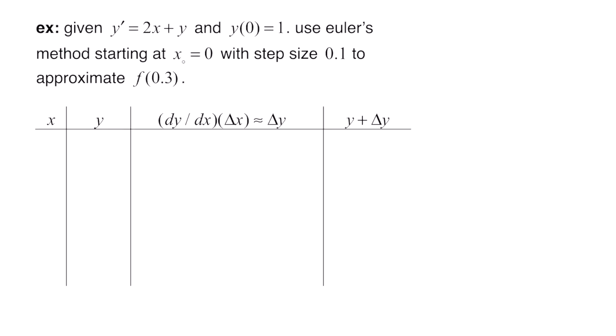This example says, given y prime equals 2x plus y, and also we're given y of 0 equals 1, use Euler's method starting at x naught equals 0 with step size 0.1 to approximate f of 0.3.